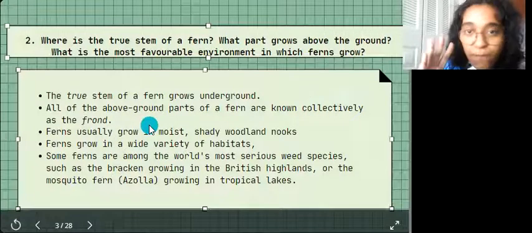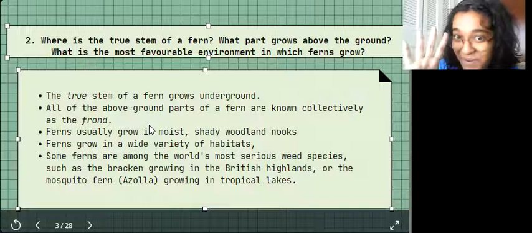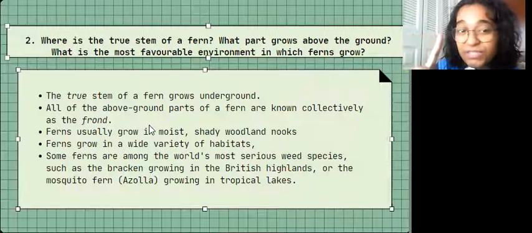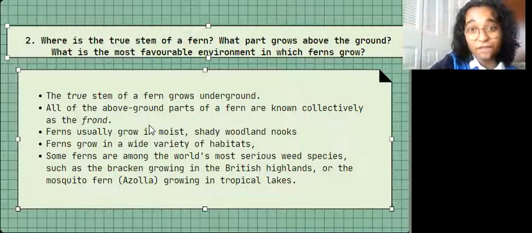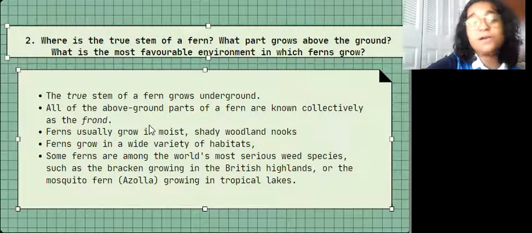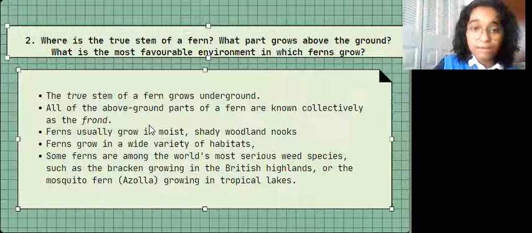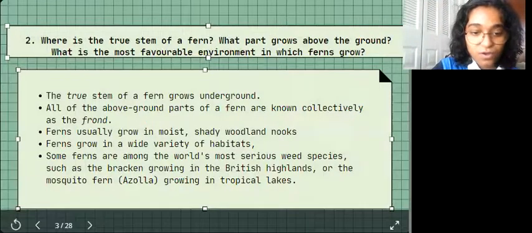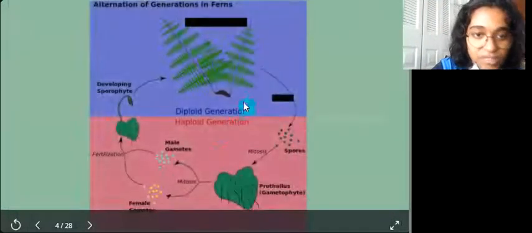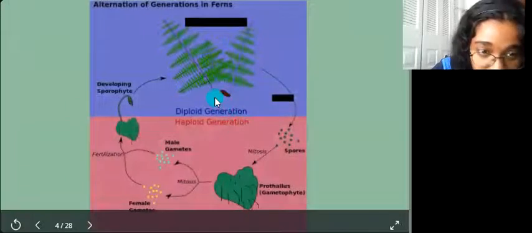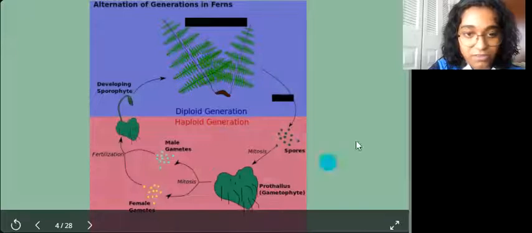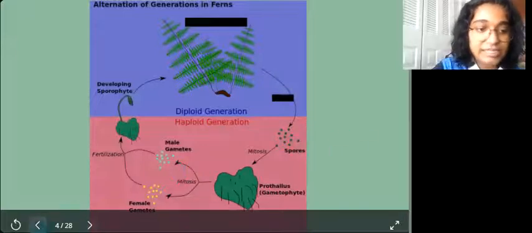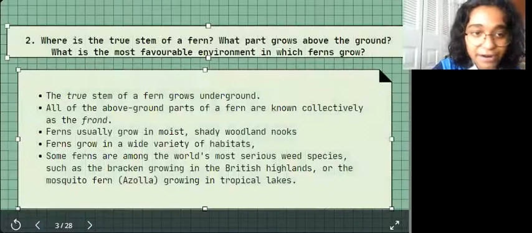So 5 points to note over here. The true stem of a fern grows underground. So the stem of the fern grows underground in the soil. So over here, you can see a fern. The true stem of the fern is underground, even though in this picture we can't see it. It is said that it is underground.